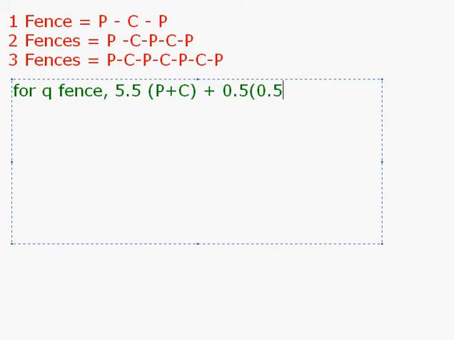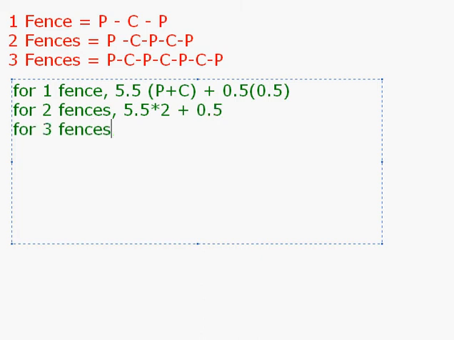It will be there in everything, in every case. So for one fence, the length will be 5.5 plus 0.5, right? For two fences, it will be 5.5 times 2. You see, there are two PC plus PC, so it will be 5.5 times 2 plus 1 P is alone, 0.5. So for three fences, it will be 5.5 times 3 plus 0.5.